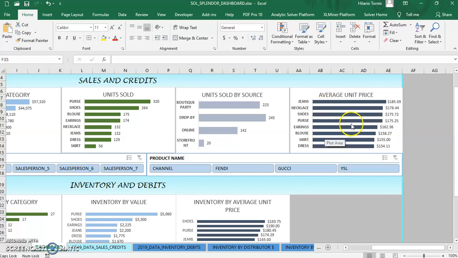Your earrings are $162.36. Your dresses are $154.11. Your purses are $175.25. So if you're looking at average unit pricing, you want to say, okay, I think my average unit price is correct right now, or maybe I need to bump it up for one reason or another. You can do that. But once we get into the data analytics, I'll explain all that to you and exactly how it works.